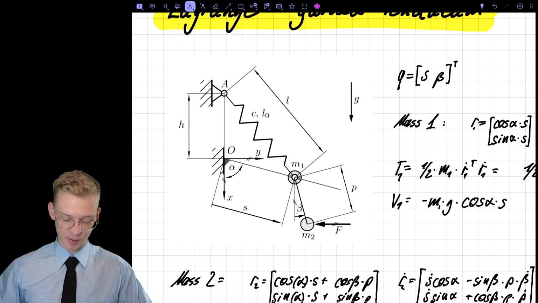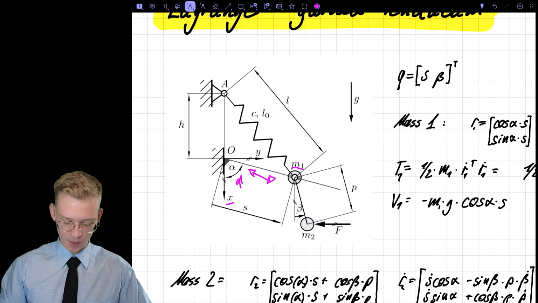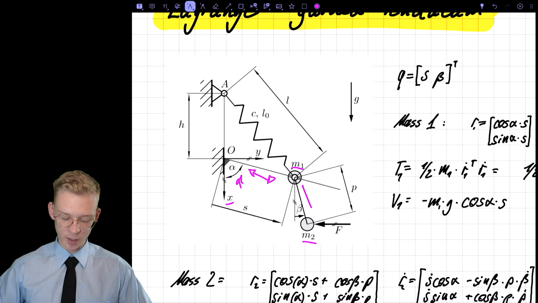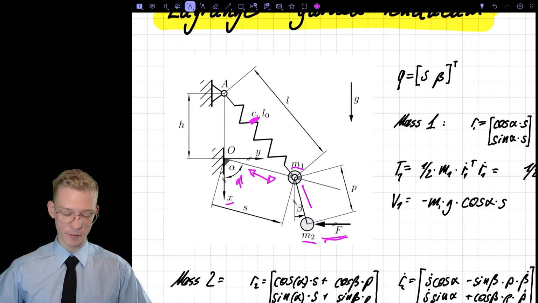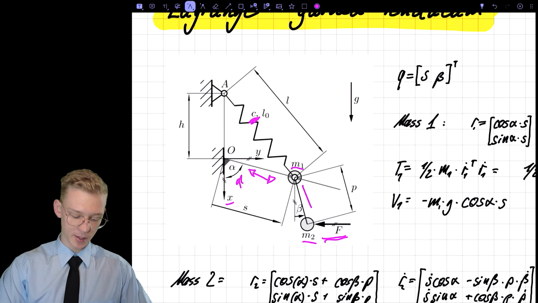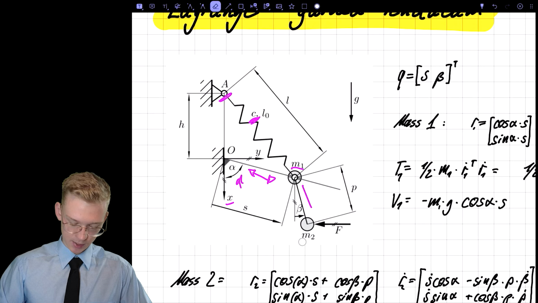Let's look at our system first. We have mass 1 that is gliding along a rod that is fixed with the angle alpha relative to our x-axis. Then we have mass 2 that is attached like a pendulum to mass 1. And on mass 1, we have an acting force F. This is our non-conservative force. And of course, not to forget, we have a spring that is attached to mass 1, and it's either pushing or pulling, that is attached to a fixed point in space. So this is the system that we have.